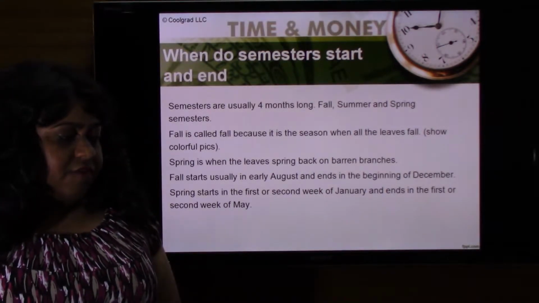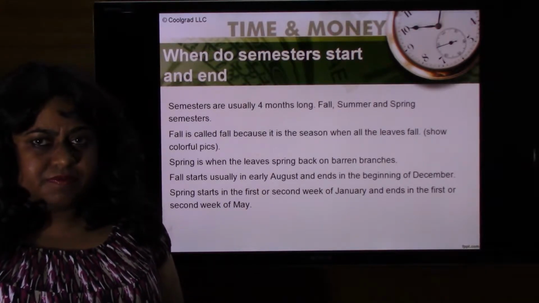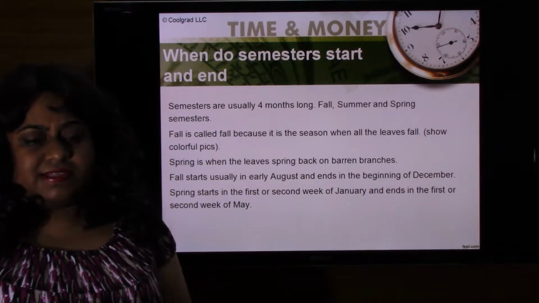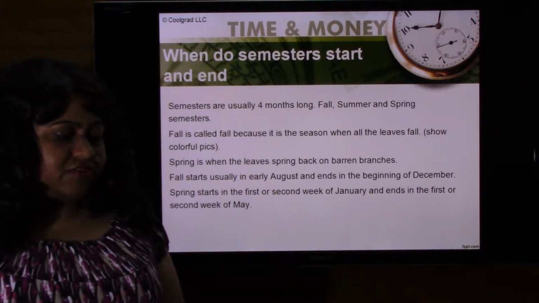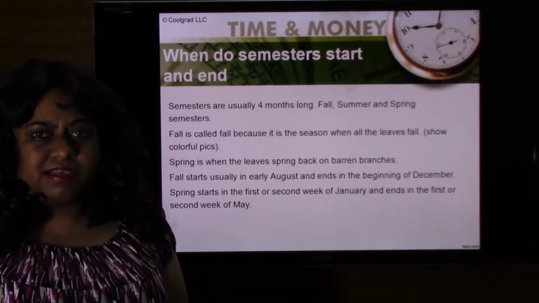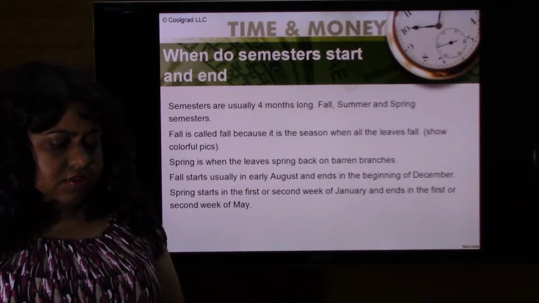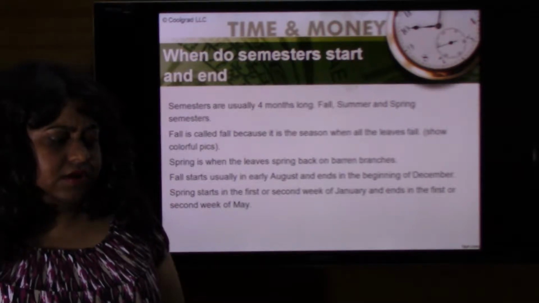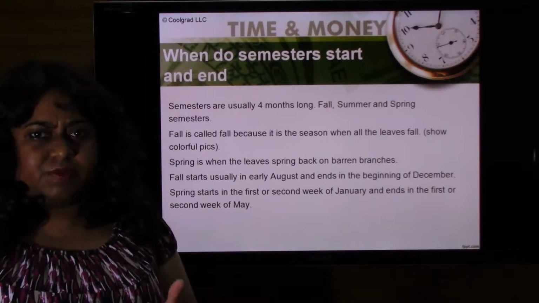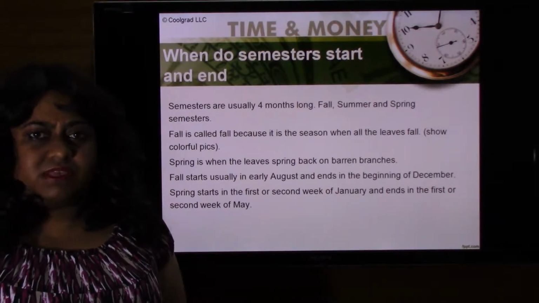Fall semester starts usually sometime in August or even early September sometimes. And fall ends usually before Christmas. 3.5 months usually is a semester. And then spring semester is when the leaves are all springing back on the branches. Spring semester starts in January and ends at the end of April or early May. And then summer is usually the months in between spring and fall. That's between May, June, July and August. Those 3 months are usually summer.